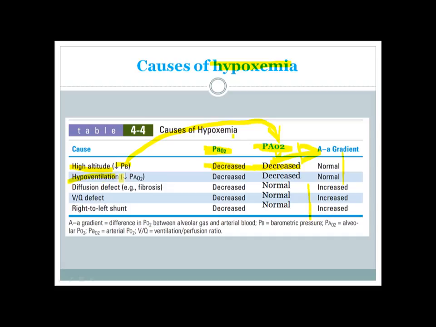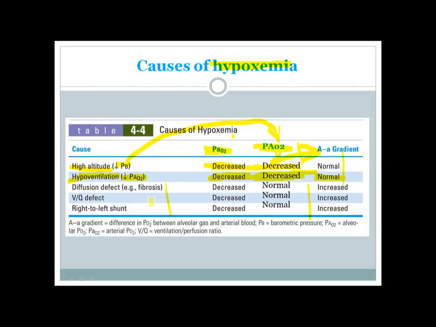Another cause is hypoventilation. This might occur in patients who are having less respiration, so if the respiratory rate is very low, it can cause hypoventilation. Or if there is any obstruction in the upper airway, it also can cause hypoventilation. In case of hypoventilation, you have a reduction in partial pressure of alveolar oxygen, so decreased alveolar partial pressure of oxygen. As the alveolar partial pressure of oxygen is reduced, it causes a decrease in arterial partial pressure of oxygen, so the A gradient stays normal.